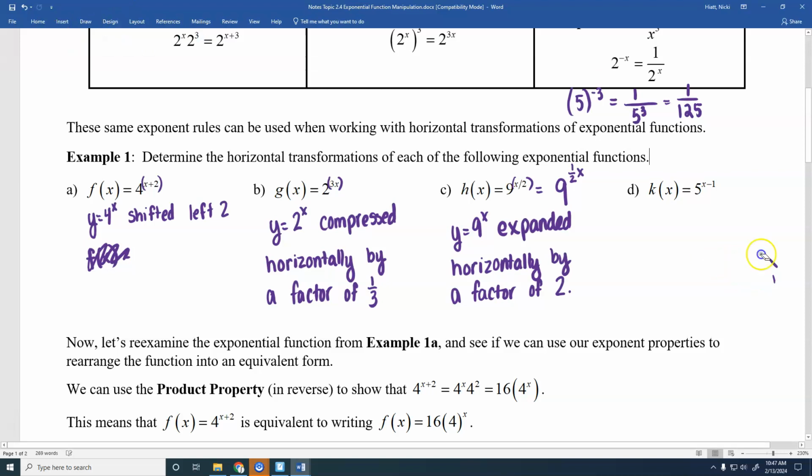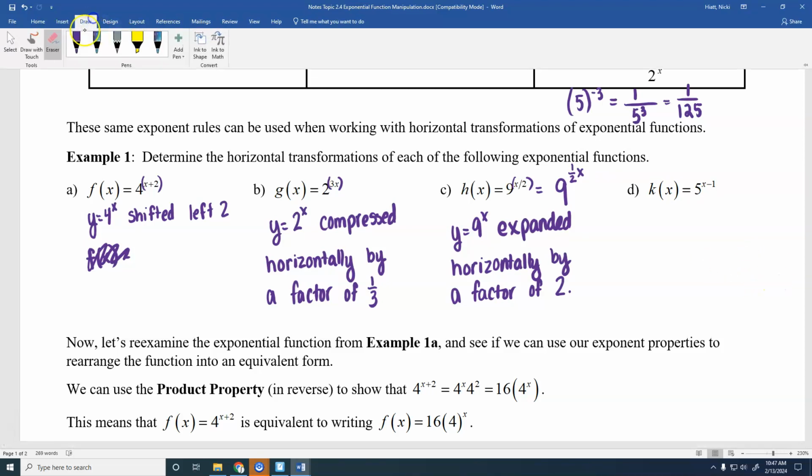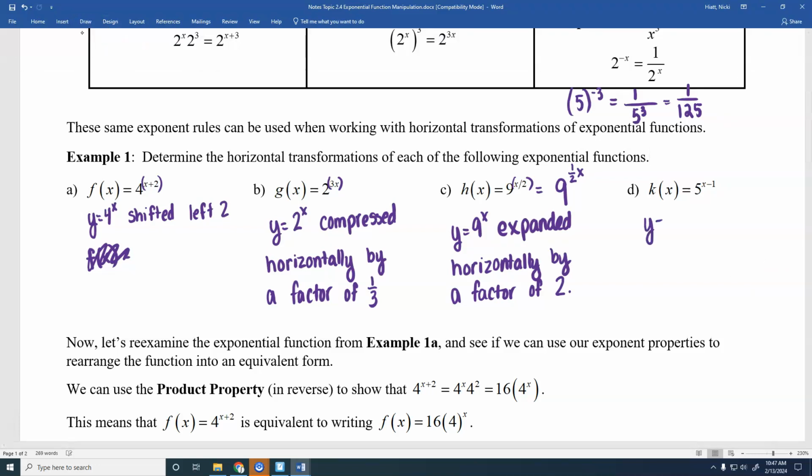All right. And how about this last one? Who can tell me what's happening there? Let's go to the right one. Correct. Right one. So it would be y equals 5 to the x shifted right 1.